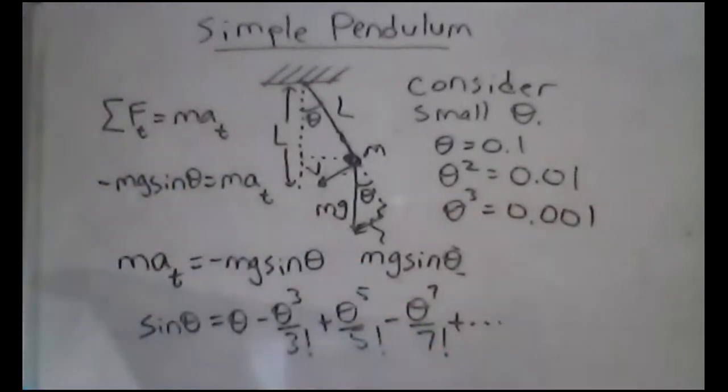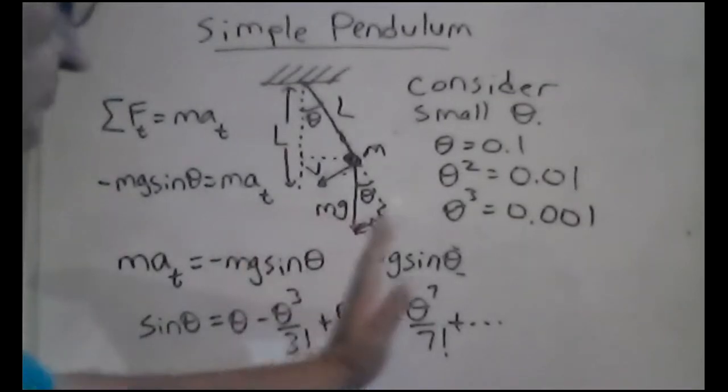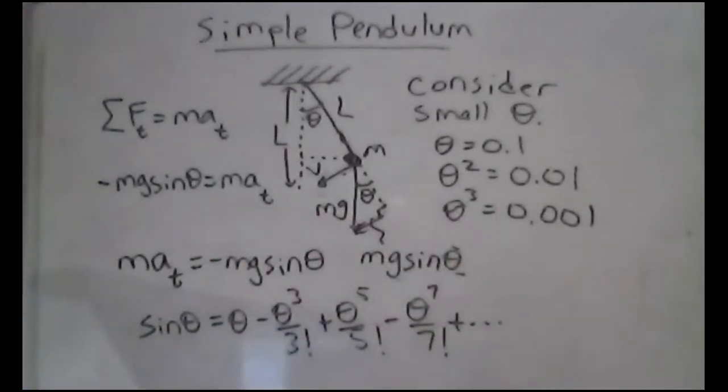So if I talk about something that's small, cubes, fifth powers, everything else are going to be really small. And then you combine that with dividing by factorial, that's going to make things even smaller. So if I consider angles that are small, these higher order terms become unimportant. I can actually neglect them. I can truncate right here.